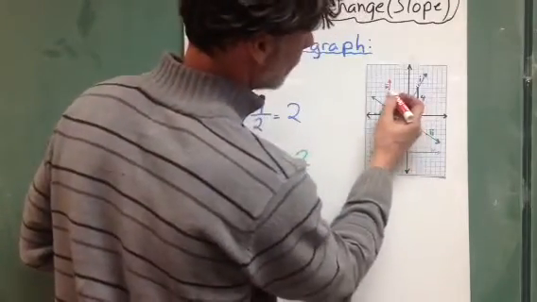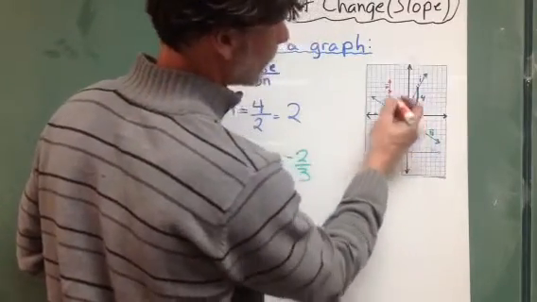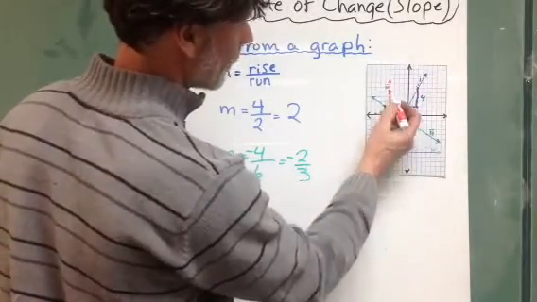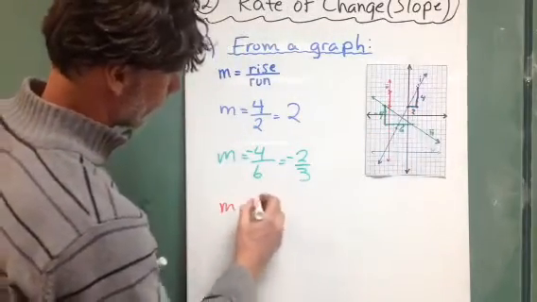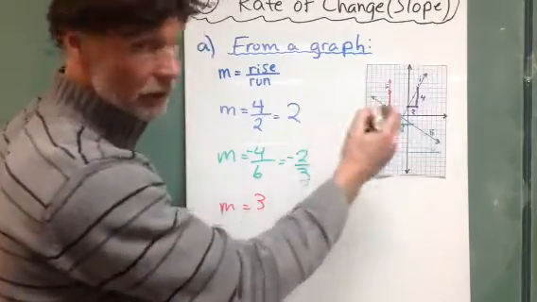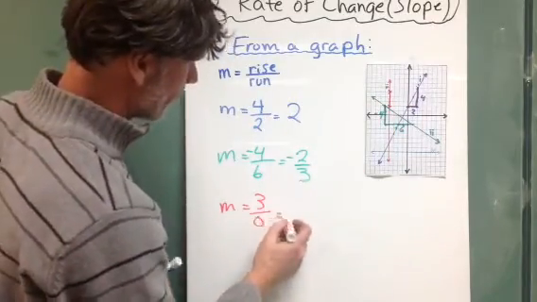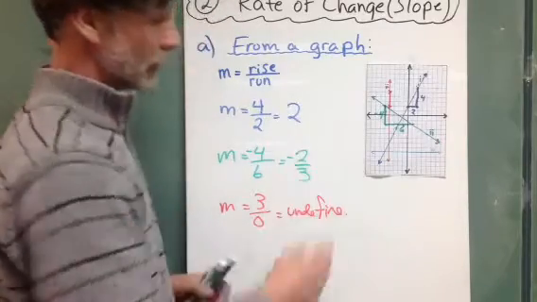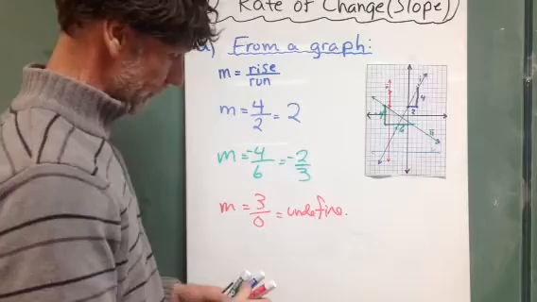The red one here, if I chose that point and that point, the right triangle would be right along the line there. So we have, in this case, a rise of 3, but it hasn't moved left or right, so it's a run of 0. So in this case, 3 divided by 0 is undefined. So all vertical lines have a slope that's undefined.